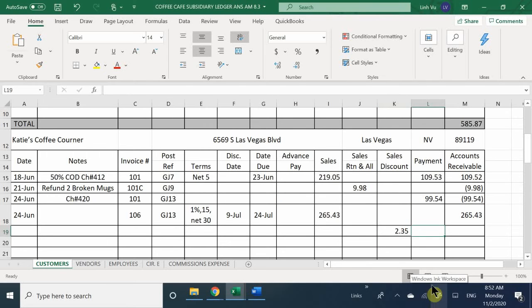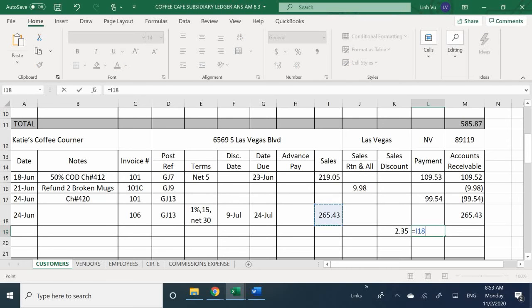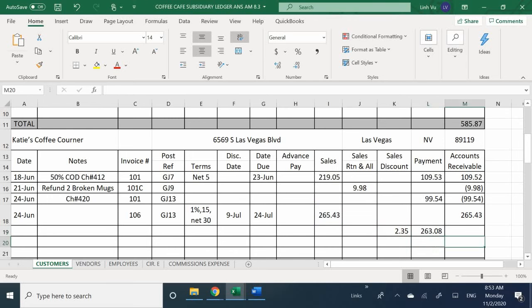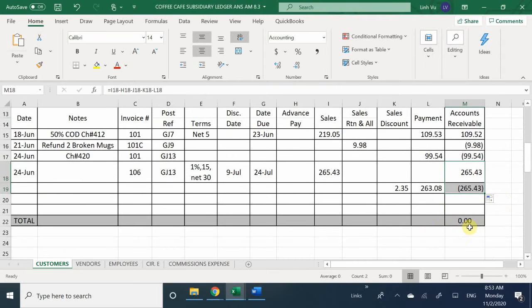So how much should her payment be? 265.43 minus 2.35 is 263.08, which means she paid 263.08. So this bill should be a total of 265.43, which then cancels out everything. So now this person owes us 0. So Katie's Coffee Corner is complete.